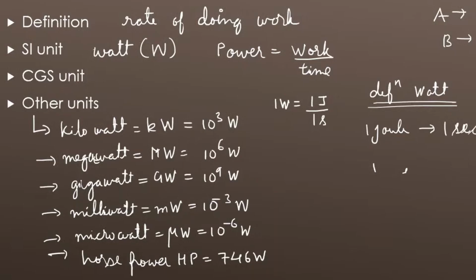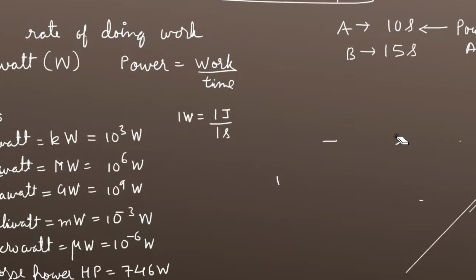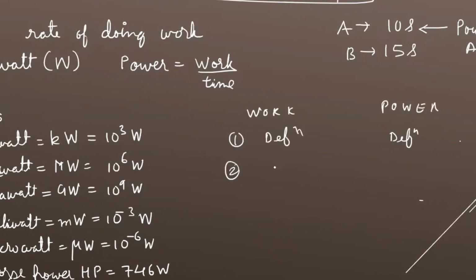You have to differentiate between power and work. What will you write? Definition. The first point will be definition. Unit: joule, watt. Work does not depend on time, but power depends on time.